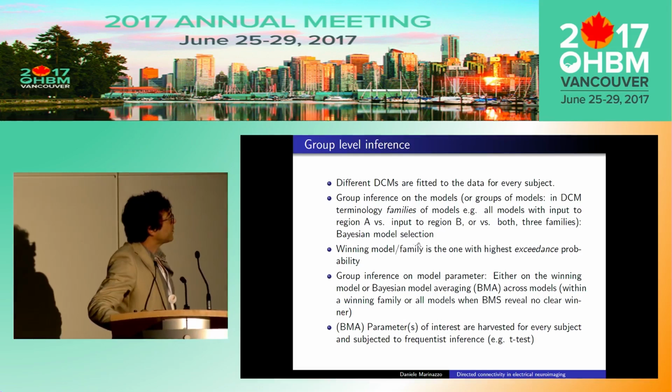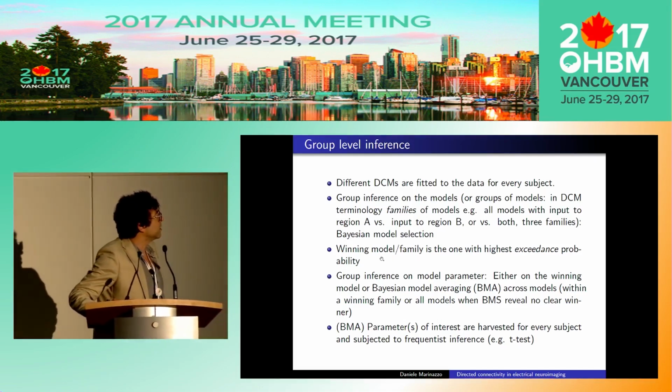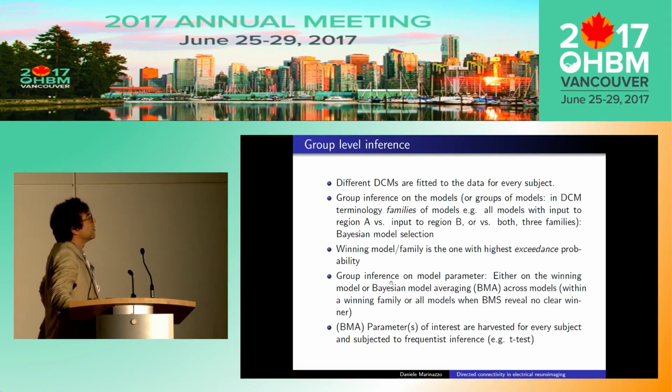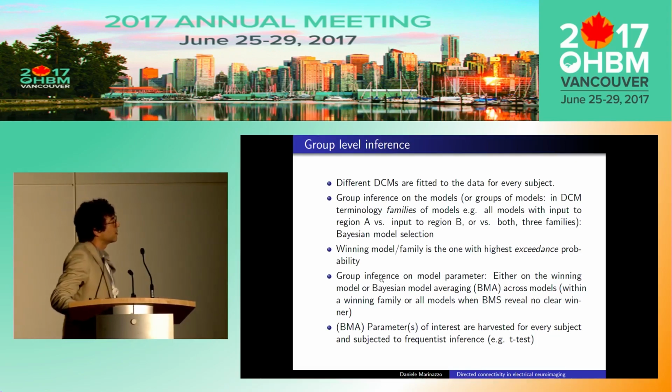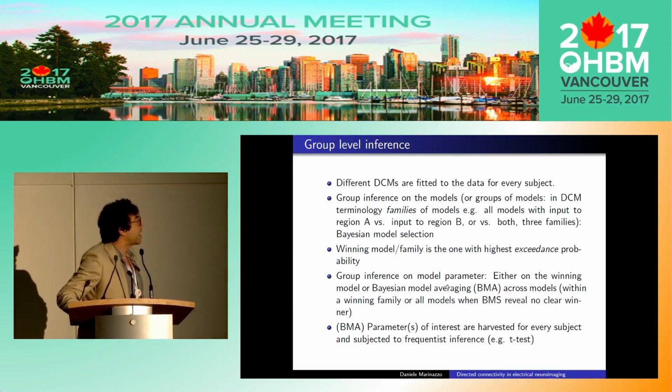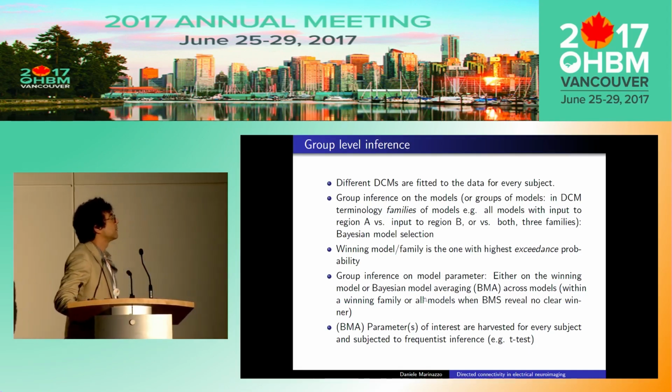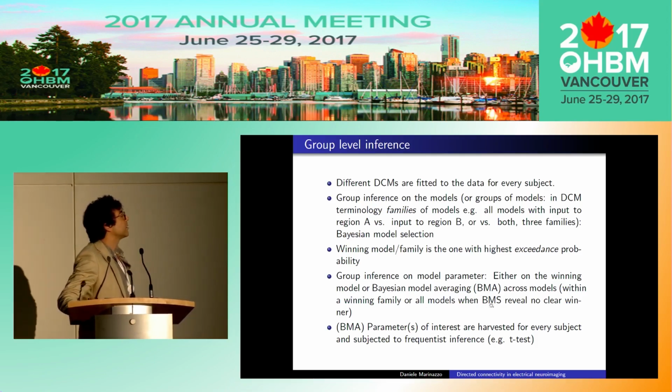Then we arrive at the choice of the winning model, and then we do a group inference on the model parameters, either with Bayesian model averaging across models, or, when there is no clear winner, we do an inference using the parameters.